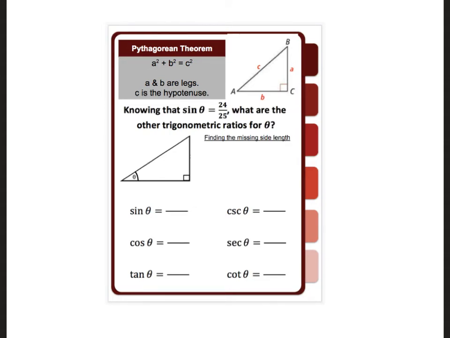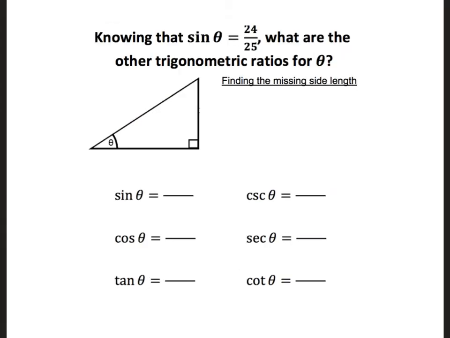We're going to do one more example like we saw in the last video. We already talked about the Pythagorean theorem in the last video, so we're going to go ahead and jump right into the problem. So we know that the sine of theta equals 24 over 25. What are the other trigonometric ratios for theta?